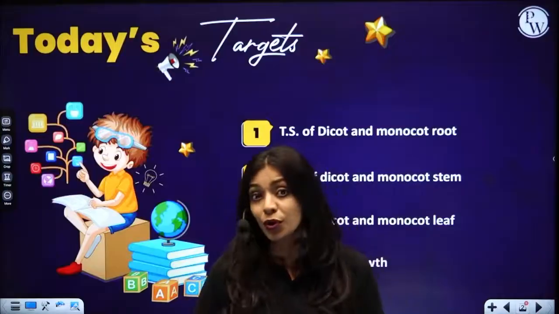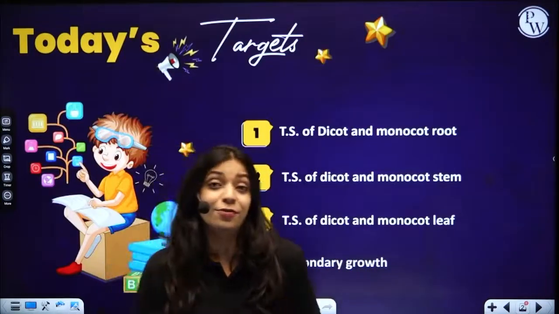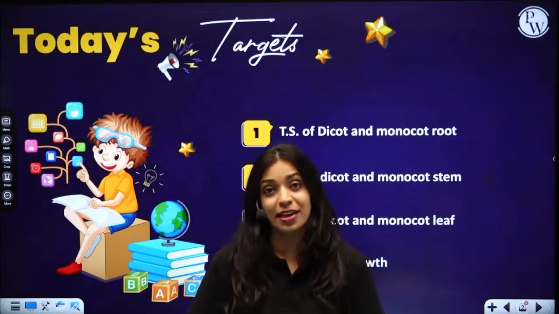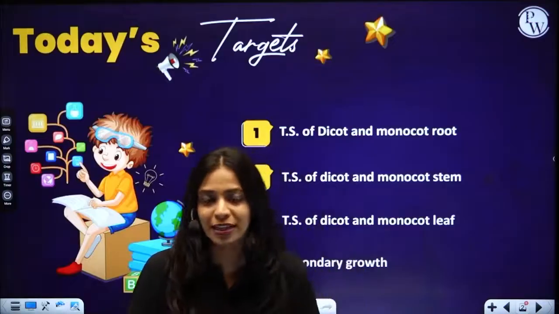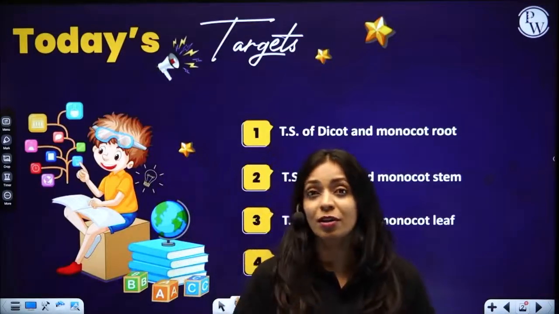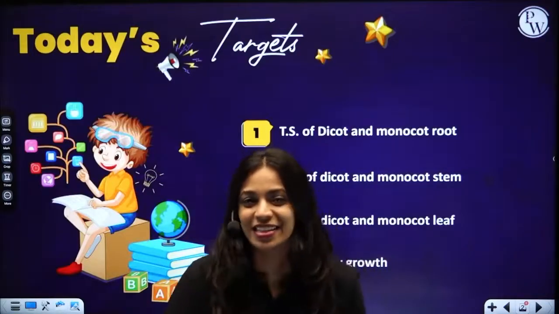Following that, we're going to look at the transverse section of a dicot stem and a monocot stem. And then finally, we're going to learn about the transverse section of a dicot leaf as well as a monocot leaf. And finally, we're going to learn about secondary growth. All right. So without any further delay, let's get today's session started.